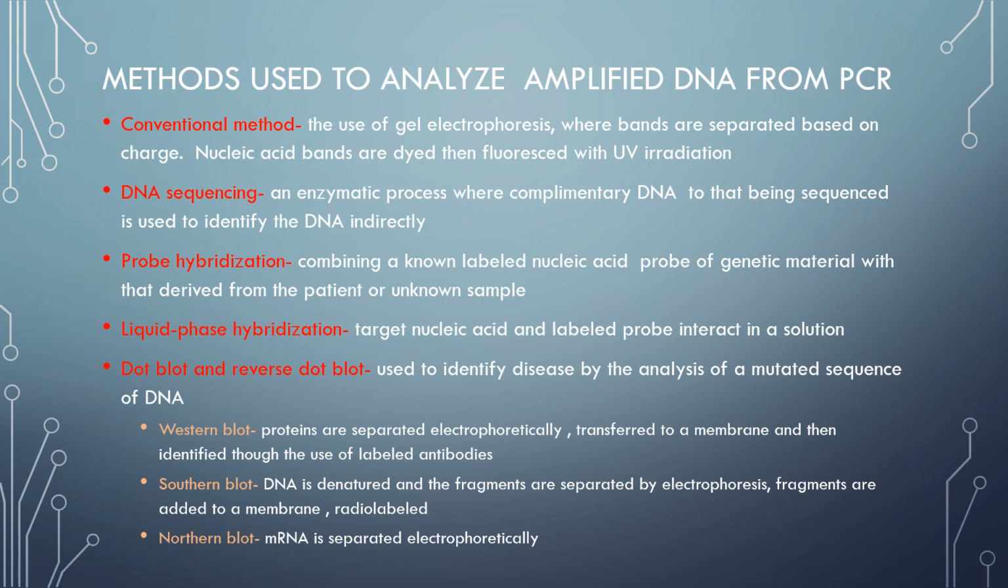In Western blot, we're using it to detect mutations and identify microorganisms. In Western blot, proteins are actually separated electrophoretically, transferred to a membrane, and then identified through the use of a labeled antibody. In Southern blot, DNA is denatured and the fragments are separated by electrophoresis, and the fragments are added to a membrane and radiolabeled. And then in Northern blot, we have messenger RNA that is separated electrophoretically, and we can actually detect RNA in the transcription phase here. So these are the methods used to analyze amplified DNA from PCR.